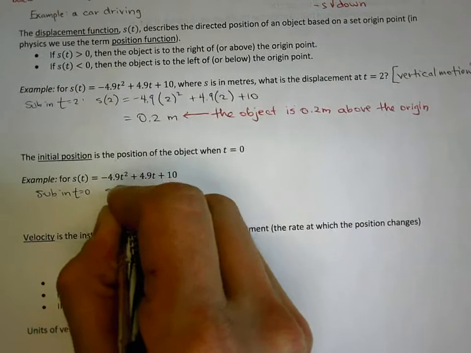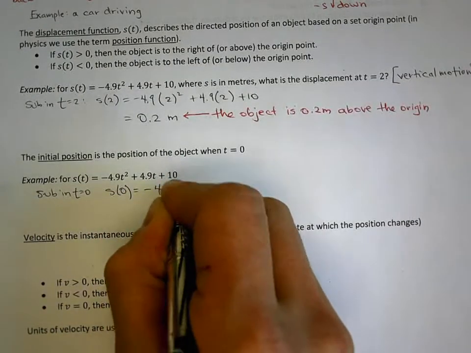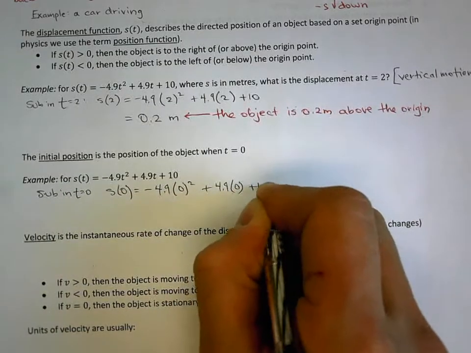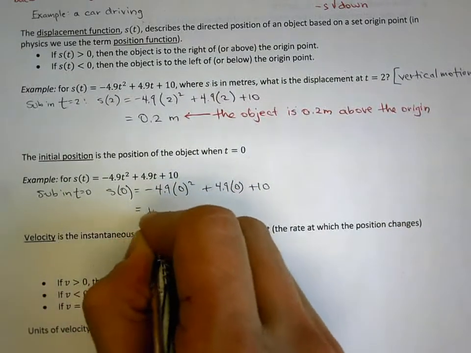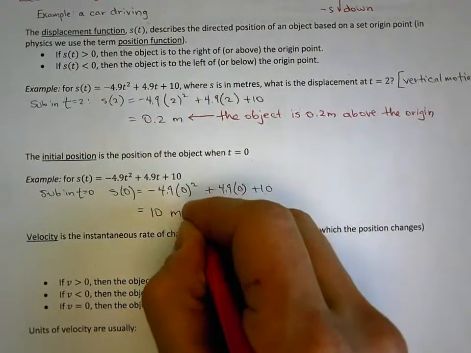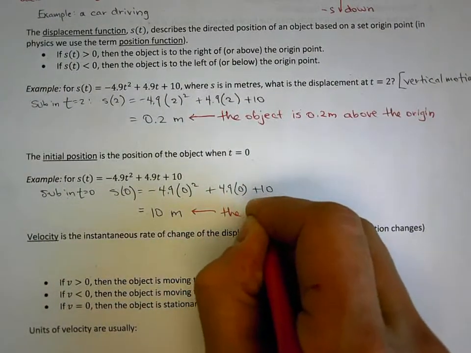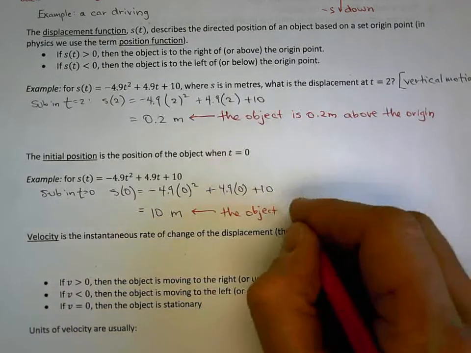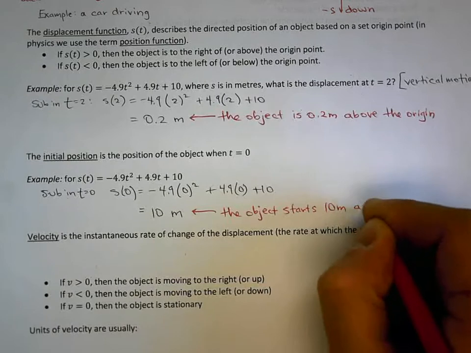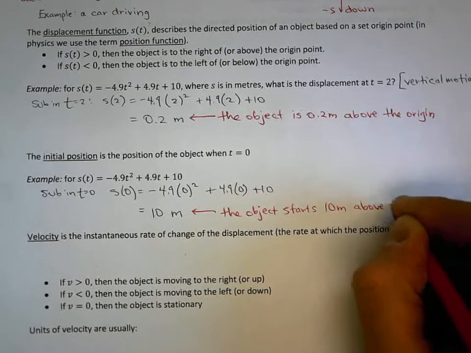So I have s at 0 is equal to negative 4.90 squared plus 4.9 times 0 plus 10. So that gives me 10 meters. So this tells me the object starts 10 meters above the origin.